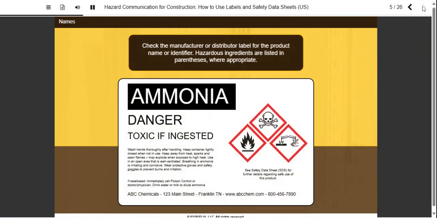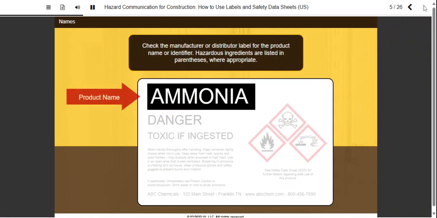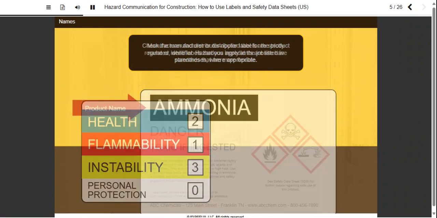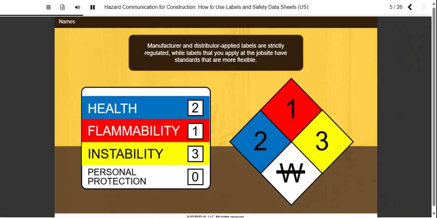Check the manufacturer or distributor label for the product name or identifier. Note that the hazardous ingredients are listed in parentheses where appropriate. Manufacturer and distributor applied labels are strictly regulated. There is somewhat more flexibility for labels you apply at the job site, for instance, when filling smaller containers.